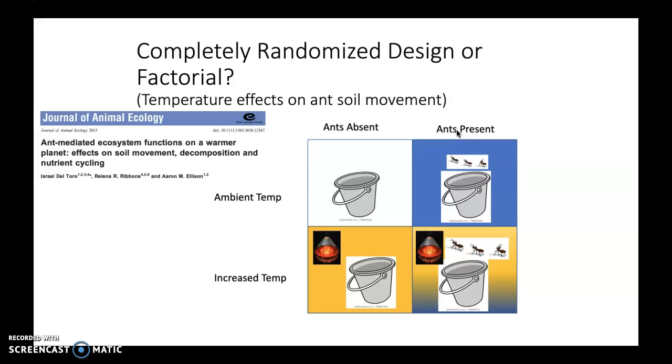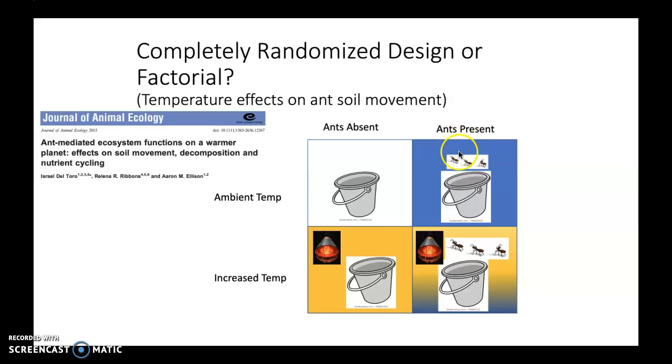But not only were we interested in the presence or absence of ants on these ecosystem processes, we also wanted to do it within the context of climate change. And so in some buckets, we increased temperature, and we had ambient temperature, so no increased temperature. So those are our two variables that we're manipulating: whether ants are present or absent, and the change in temperature, ambient temperature versus increased temperature.